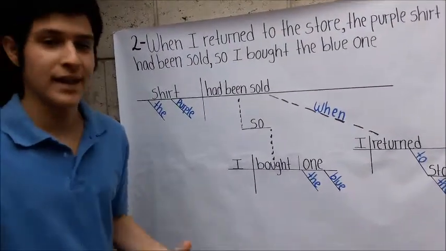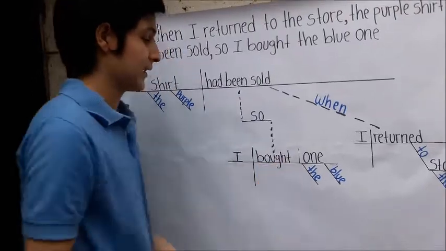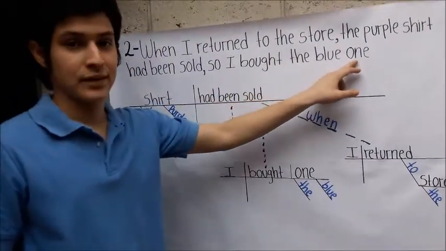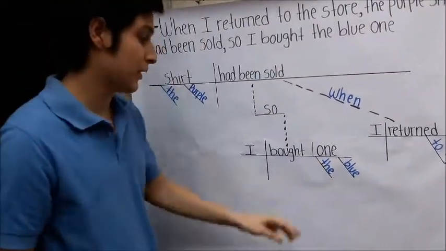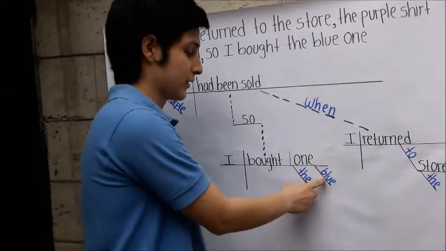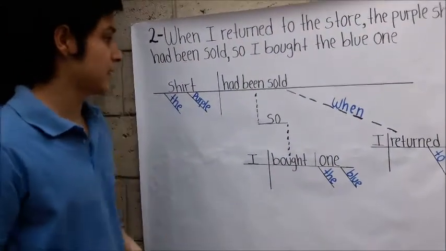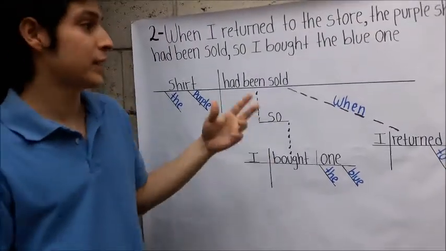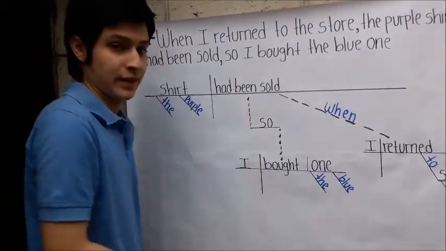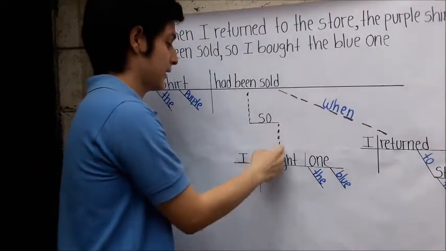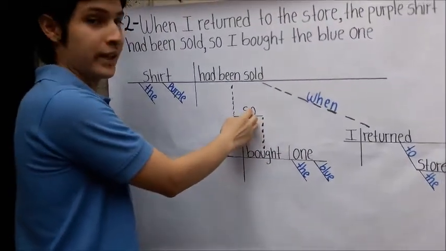To analyze a direct object, we have to write a short vertical line. And then identify the noun of the direct object, in this case, one. Then the modifiers. In this case, we have in a slanting line the article the and the adjective blue in a slanting line. Then to join these two sentences, we do what we did with the first sentence. We write a vertical broken line here. Then we write a horizontal line, and then another vertical broken line, and write the coordinating conjunction so.